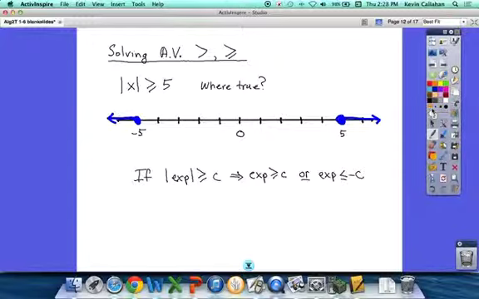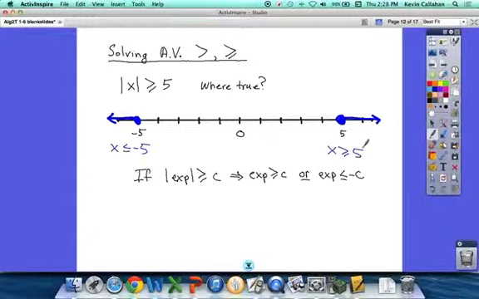So let's write an inequality that describes this right here. This would be x is less than or equal to negative 5. Okay, write an inequality that describes that. Positive 5, right? x is greater than or equal to 5.